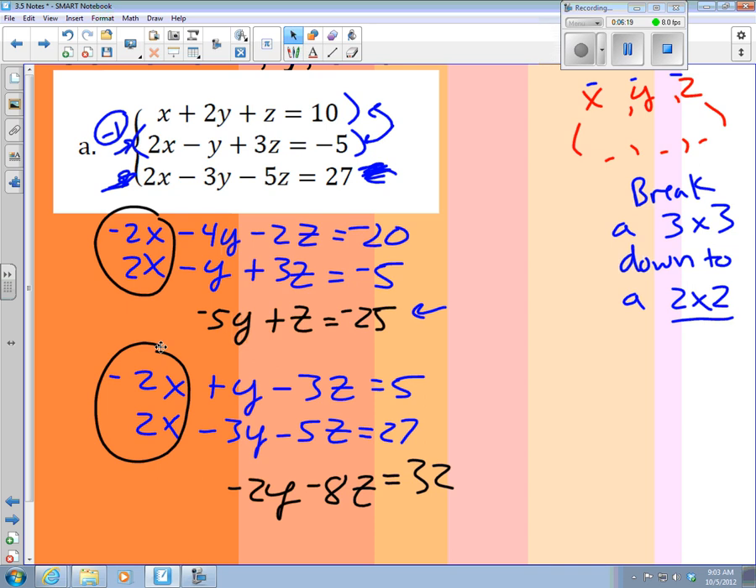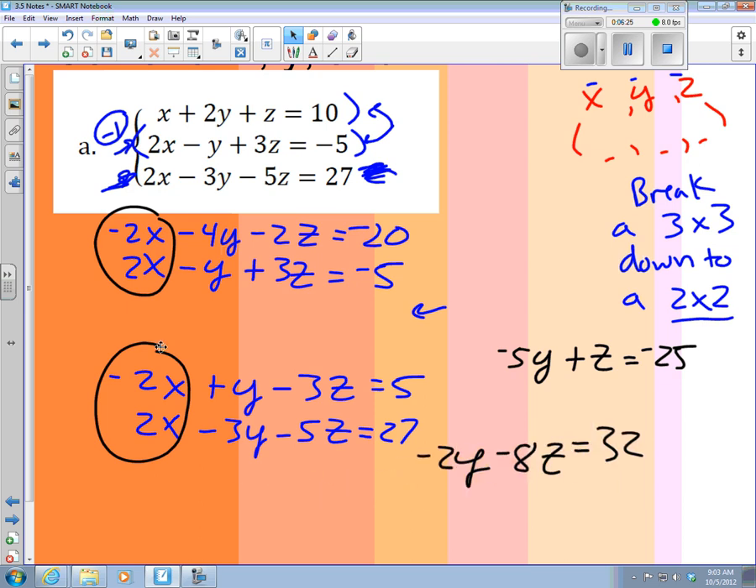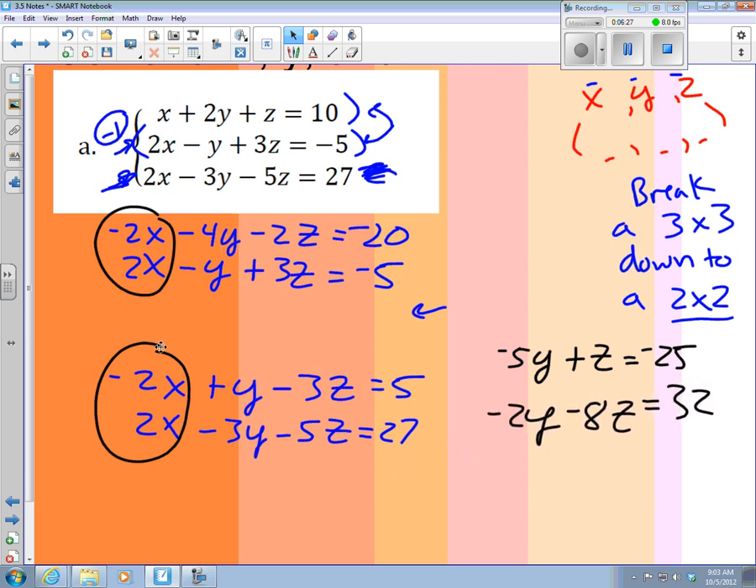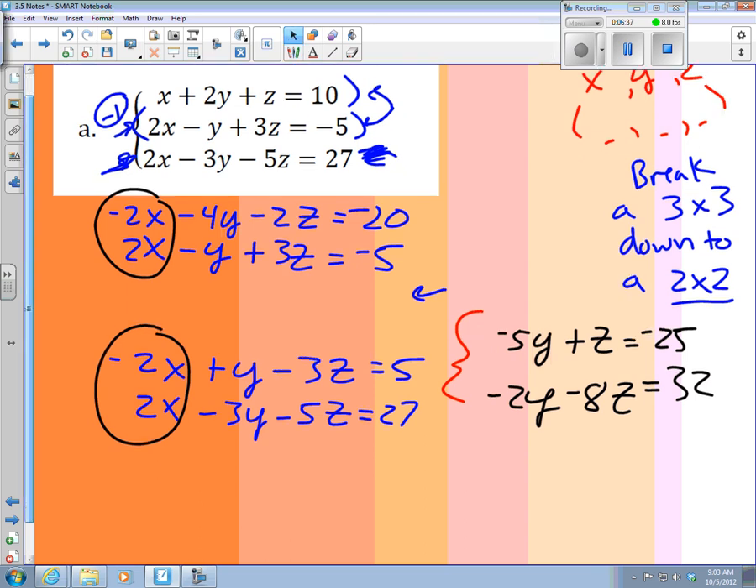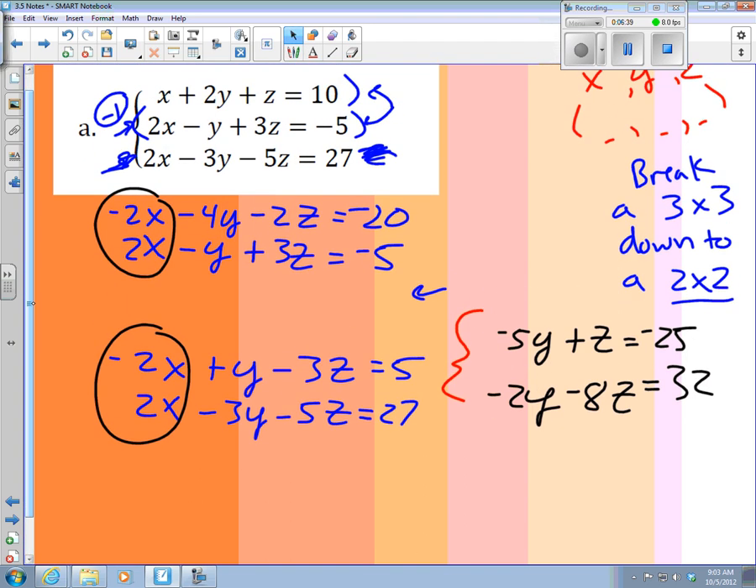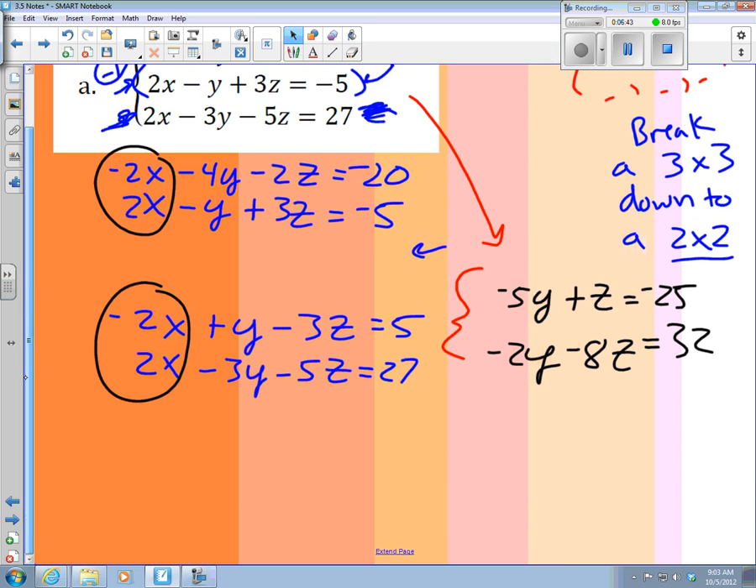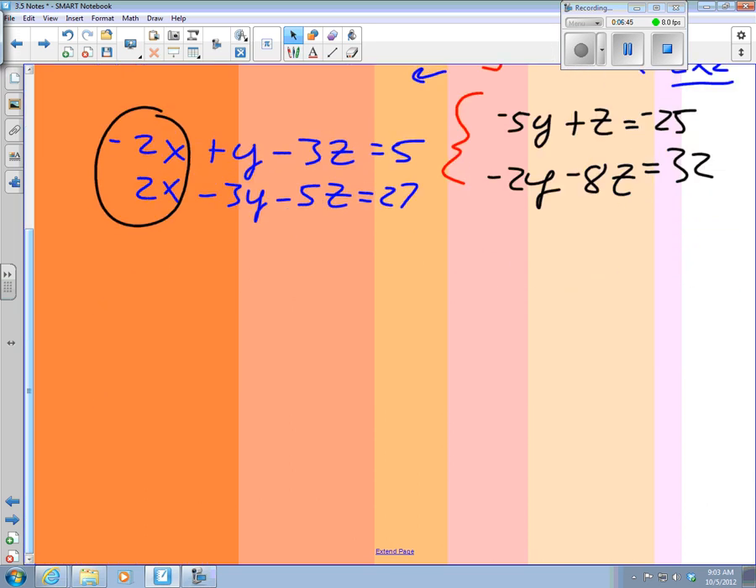And now we're going to take this 2 by 2 and this 2 by 2. Now I have a system that is 2 by 2. Two variables, two equations. Now I can solve for y and z. And this is how we go from a 3 by 3 down to a 2 by 2. That's the main thing. And now I'm just going to solve this bad boy.